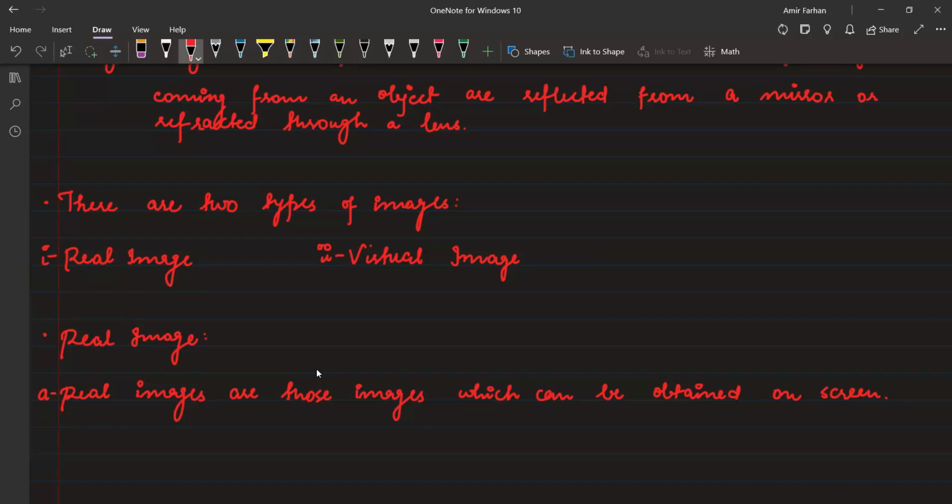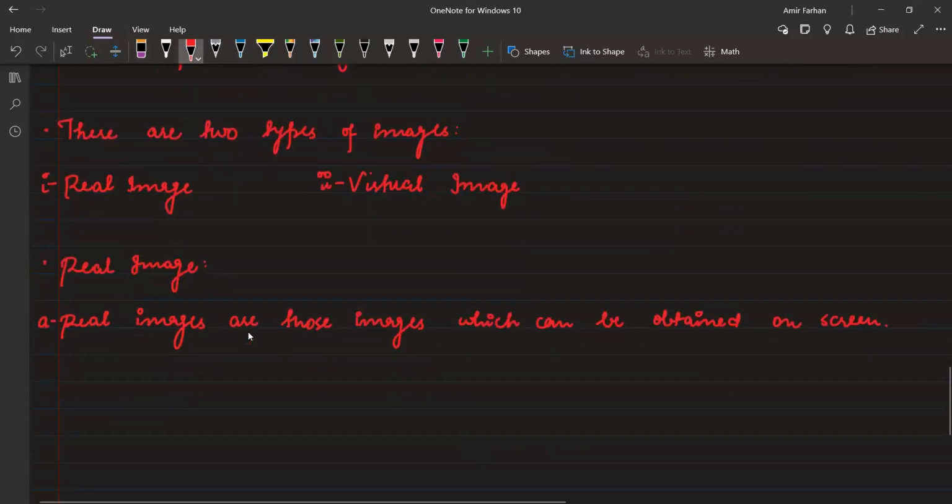Suppose you are seeing some object. Your eyes are forming actual real images on the retina. On the retina, the image is not upright. Suppose that if you see a pen in front of you, you see your pen is upright, yes or no? But on the retina, the image formed is inverted. Suppose the pen is like this, but the image formed on the retina is like this.